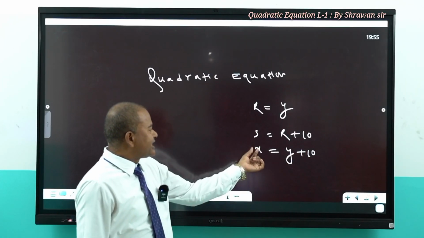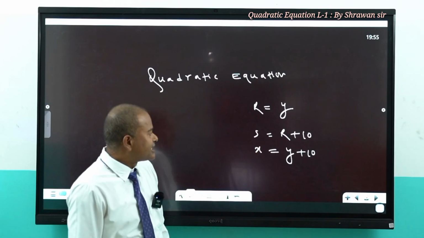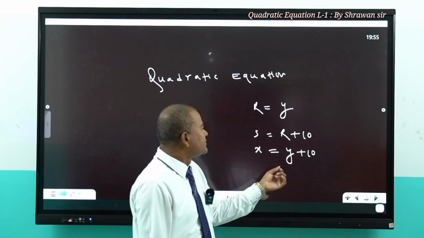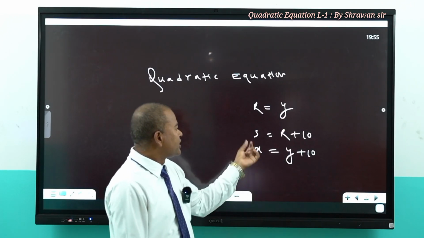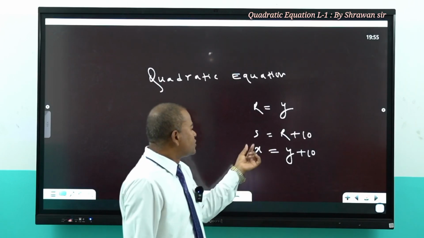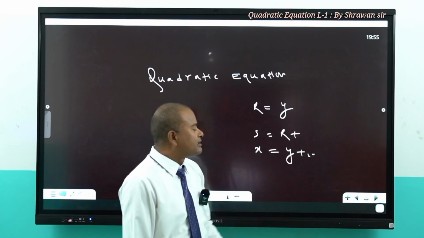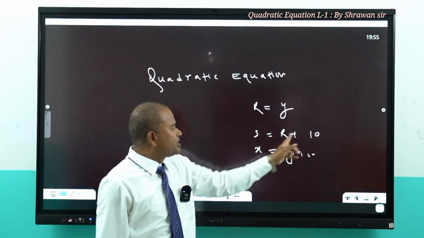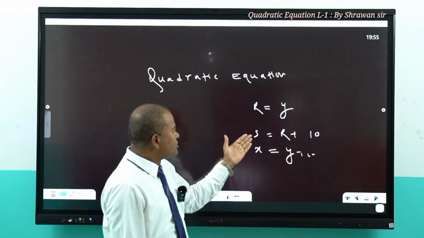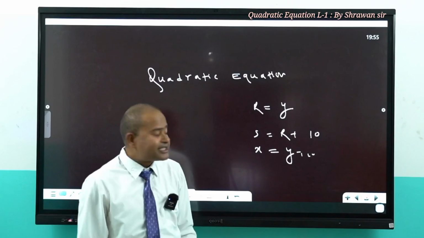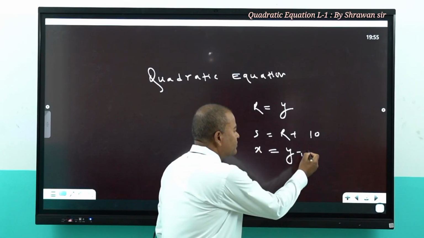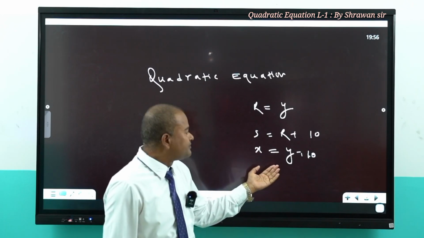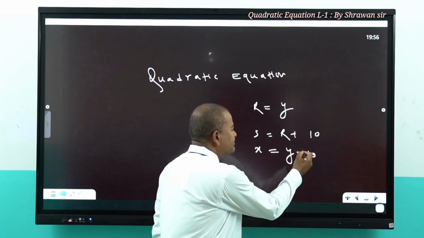So the first statement is the money with Sam, which we have supposed X, and we have supposed that Sam has got 10 rupees more than Ram. The money with Ram we have supposed Y. So according to the example, Sam has got 10 rupees more than Ram. If we suppose the money with Sam as X and the money with Ram as Y, then we get a relation between the money with Ram and Sam. So the money with Sam is 10 rupees more than the money with Ram.